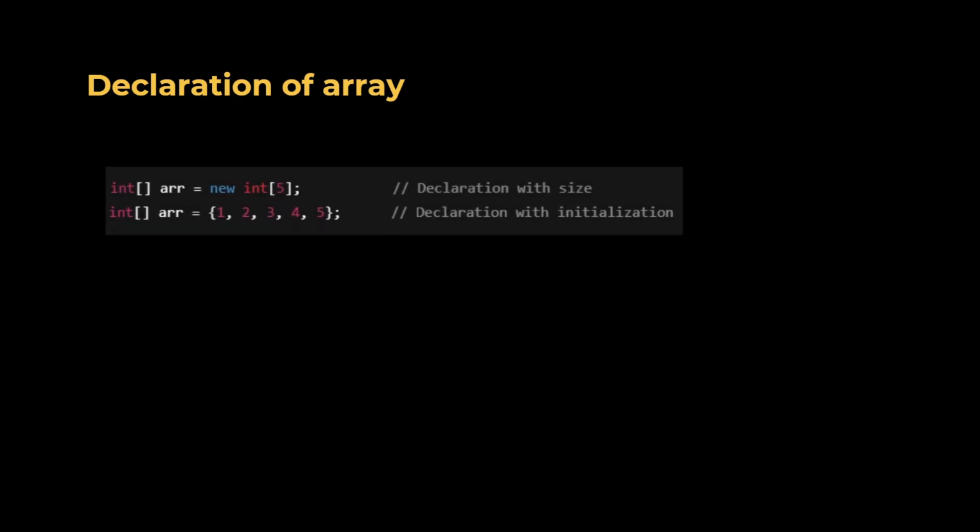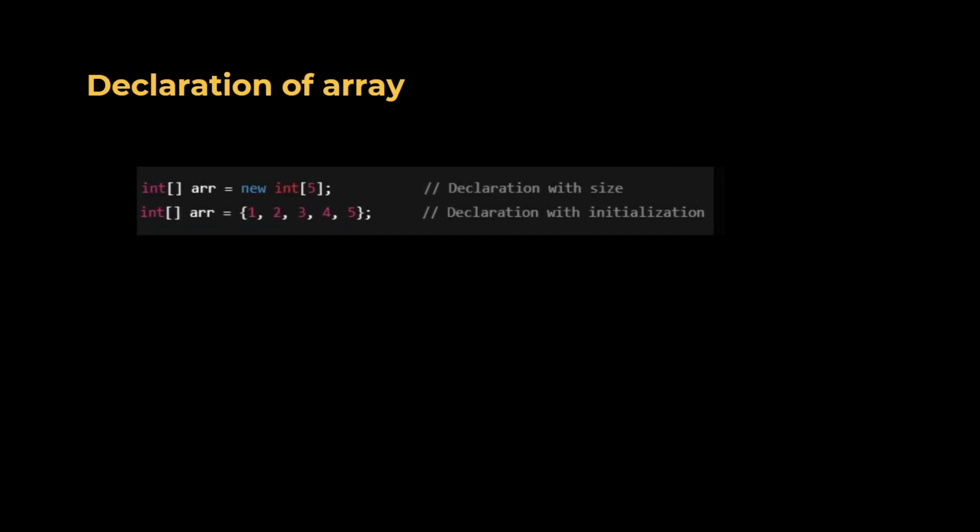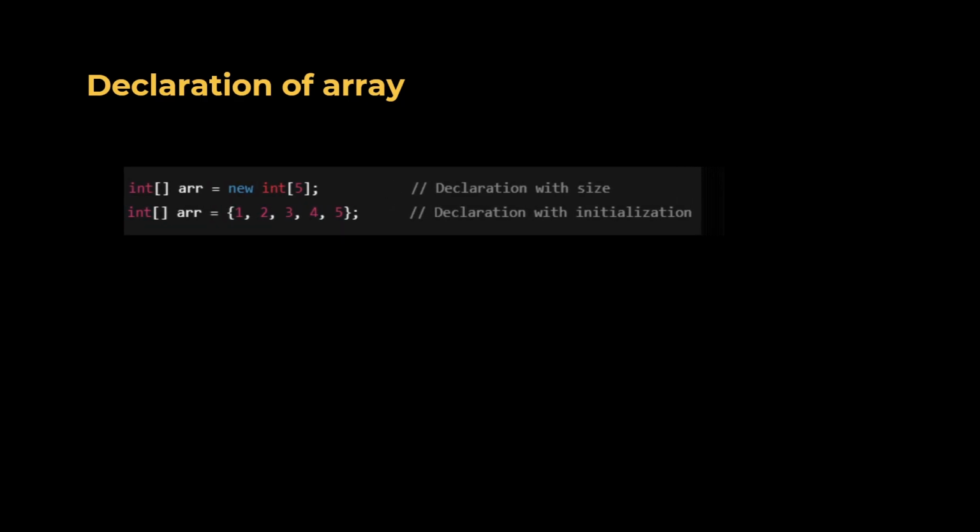Next thing is declaration of arrays. How can we declare an array? In Java, we can simply declare an array by using int bracket array. You can declare the array name as array, whatever it is. So the first one is declaration with size.